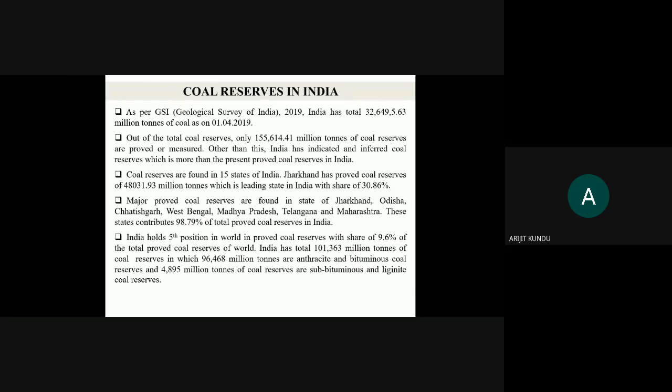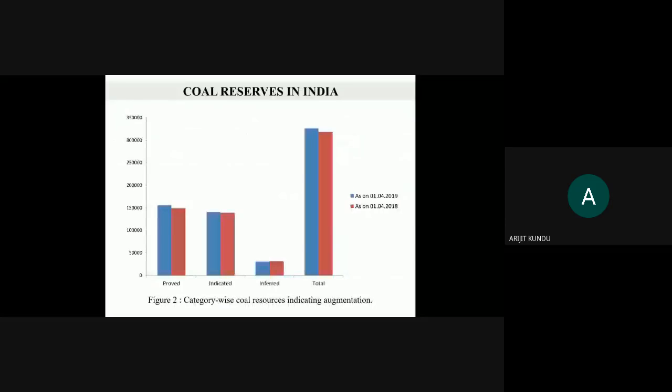And you can see that the major proved coal reserves are found in the states of Jharkhand, Odisha, Chhattisgarh, West Bengal, Madhya Pradesh, and Telangana. Okay, you can see here the category-wise coal resources indicating augmentation. The blue strip shows as on 1st April 2019 and the brown strip shows as on 1st April 2018. This is the comparative study, and you can see that in 2019 it was comparatively higher in terms of proved, indicated, and total, and in case of inferred, it is comparatively the same.